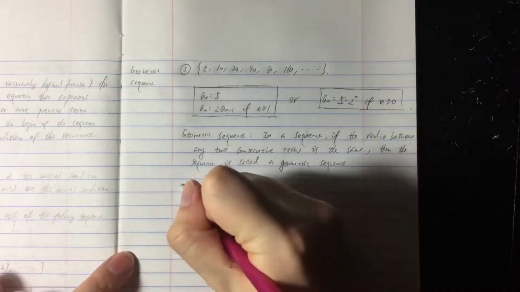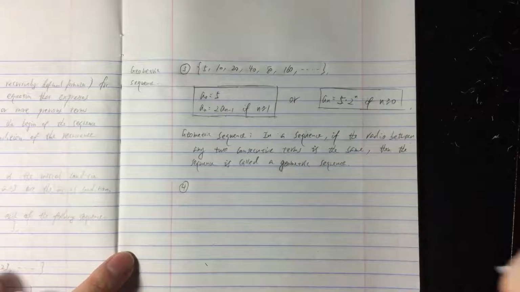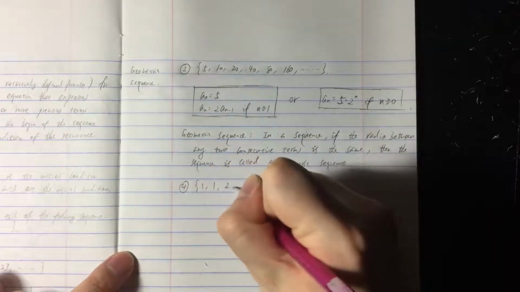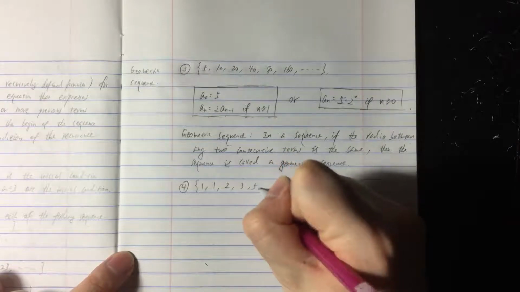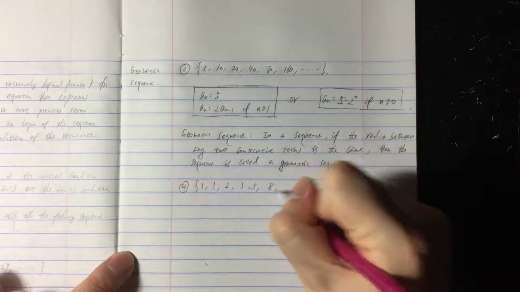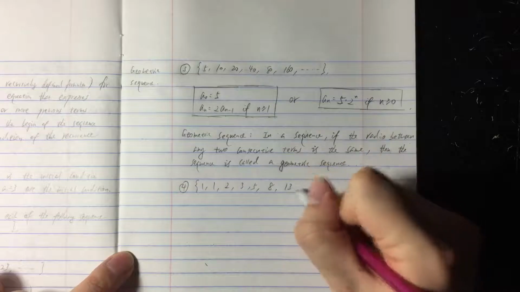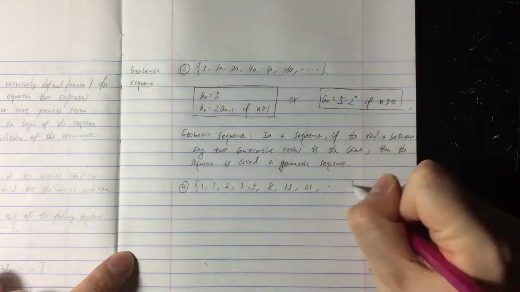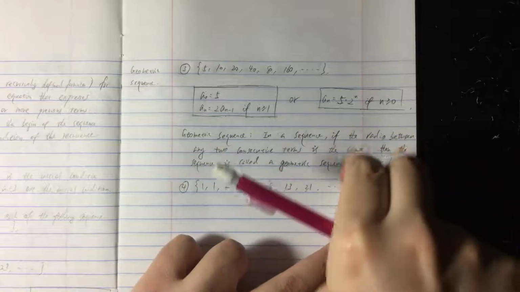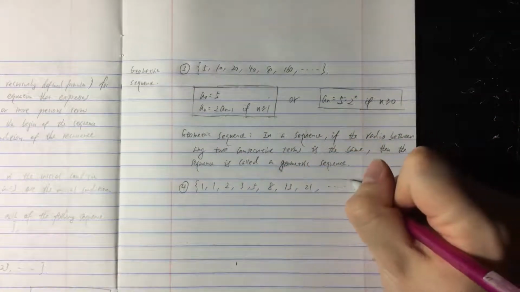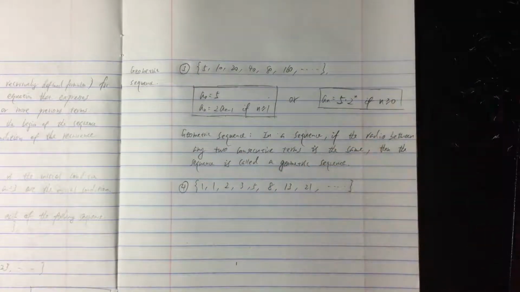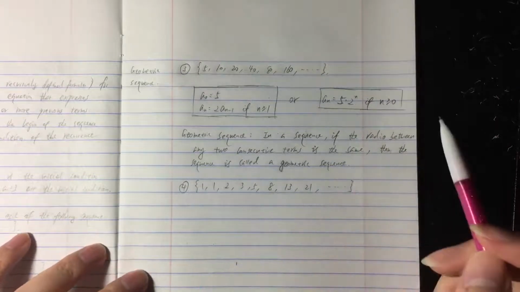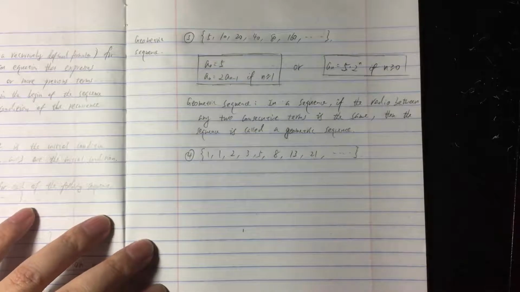Next example. Let's consider the sequence 1, 1, 2, 3, 5, 8, 13, 21, and so on. We try to find a formula for this sequence. Observe the sequence. Do we see any patterns here?